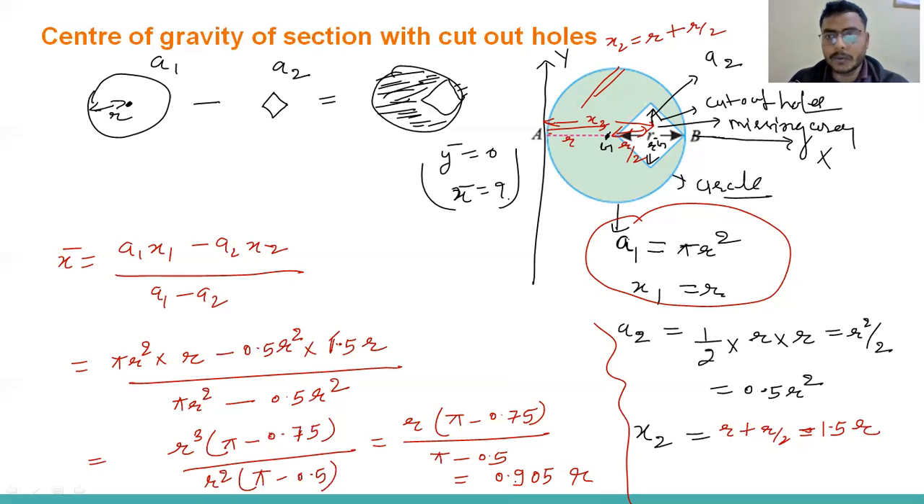Are you getting the point? So you have to consider the total figure, then deduct the missing figure or holes. So you have to calculate the area for the holes and for the total figure. Then you have to find out the centroid, the X1 and X2. And then we can apply the formula and you can get the centroid for the remaining figure.